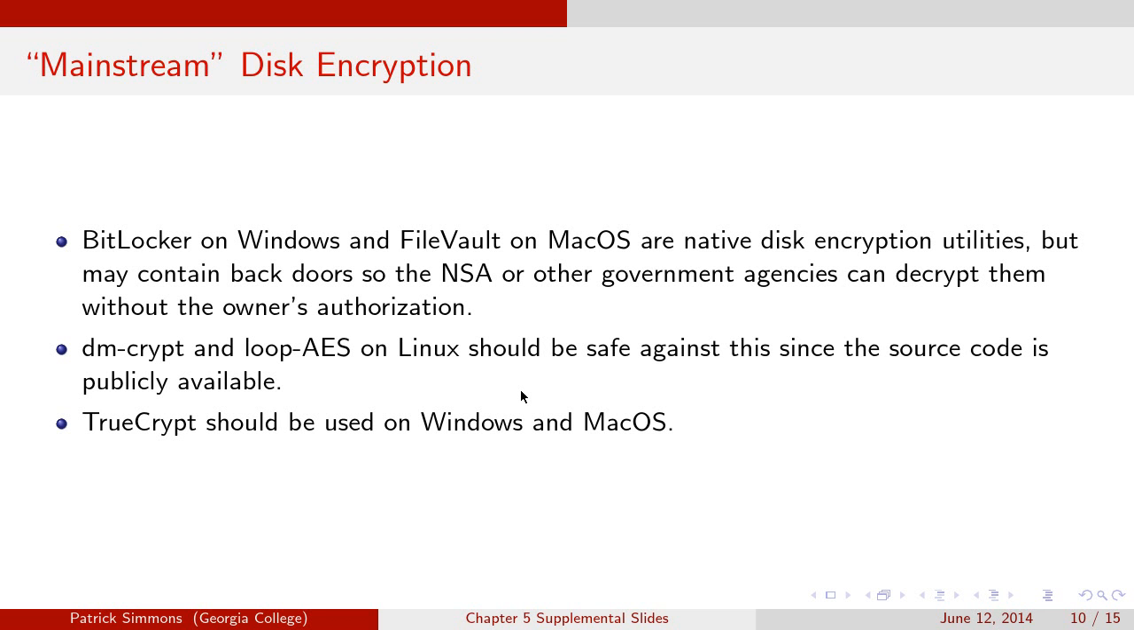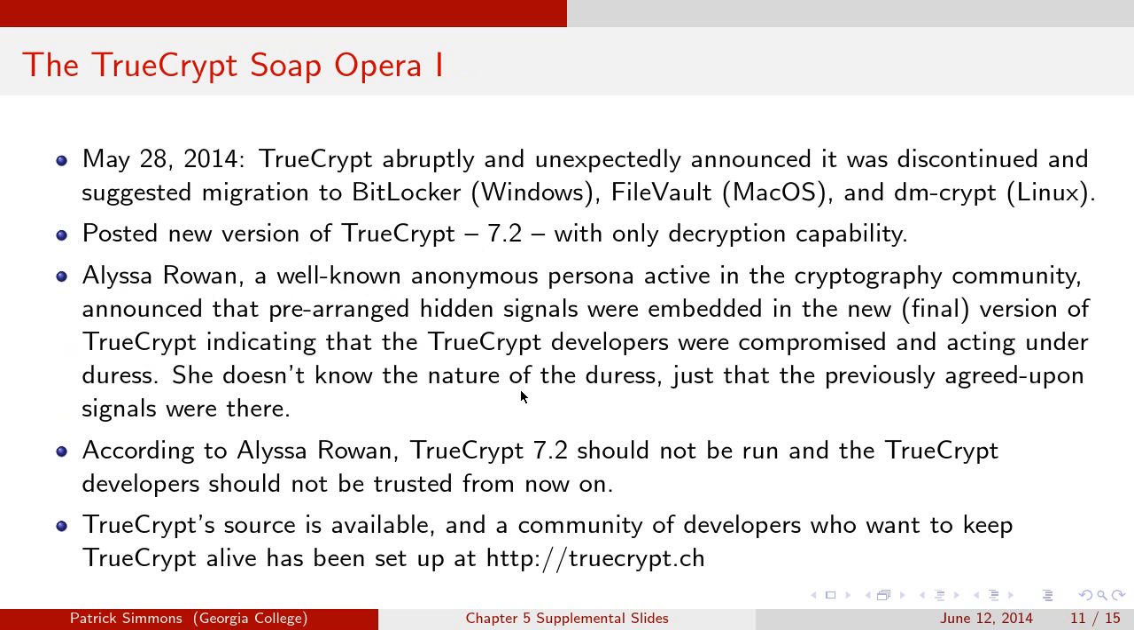Linux, everything in Linux is open source, meaning the source code's published, and so people can look at dm-crypt and loop-AES, which are the native Linux disk encryption utilities. So those are probably okay. But if you're not using Linux, what you should probably use on Windows and Mac OS is TrueCrypt. Now TrueCrypt's got an interesting story.